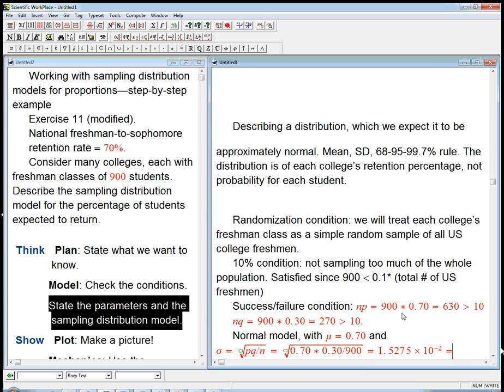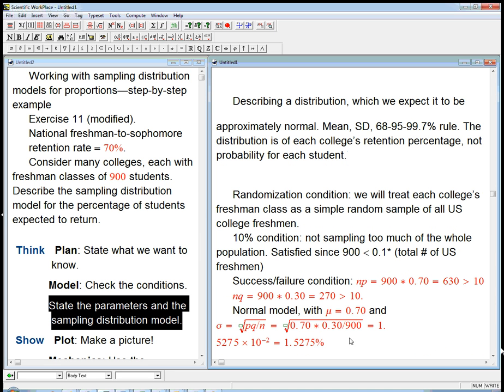And so it's about 1.5. It's 10 to the minus 2, so that means percent. 1.53% basically. Well, let's keep the accuracy: 1.5275%. Okay. So we've got a normal model in terms of the percentage with mean 70%. Let's go ahead and translate that into 70%. And the standard deviation 1.5275%. Notice that's pretty small compared to the 70%.